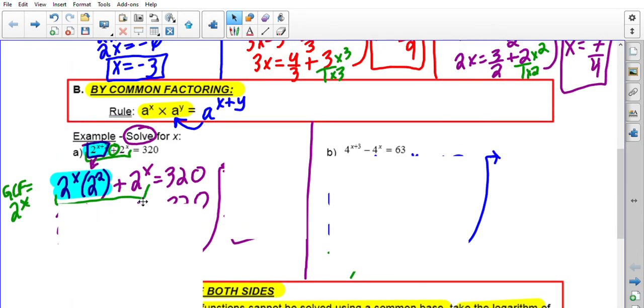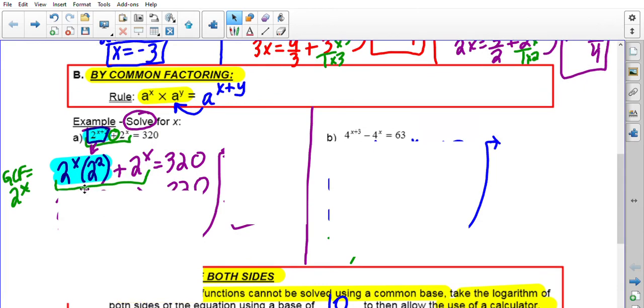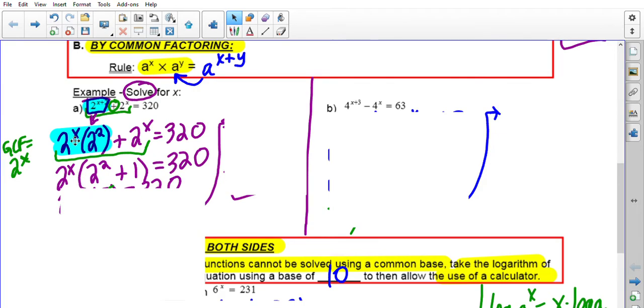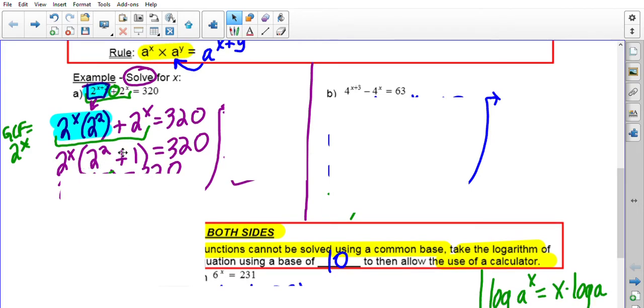All right, so again, we can't do any combinations here with a plus sign. So now I want you to take out a GCF of 2 to the x. So here in this little green section, on the left side only, I want you to take out a 2 to the x from this term and from this term. So when we take out a 2 to the x, we're left with 2 squared, and then plus 1, because 2 to the x divided by 2 to the x is just 1, and then equals 320. So let's simplify the brackets now. So that is 2 to the x times 5 equals 320.